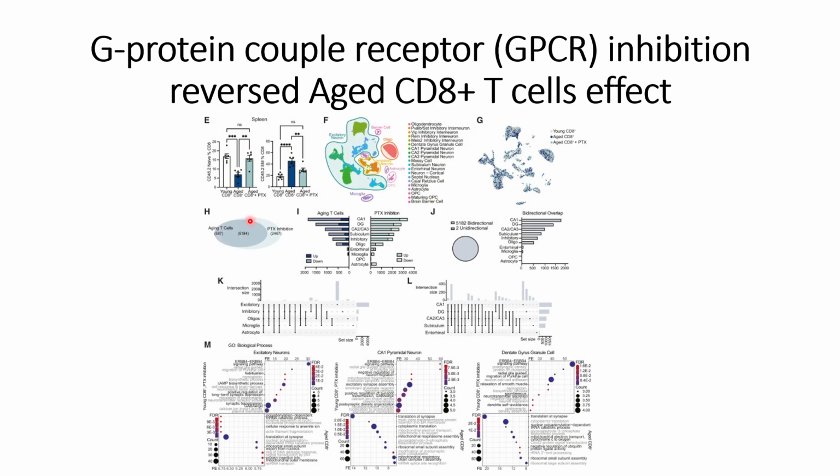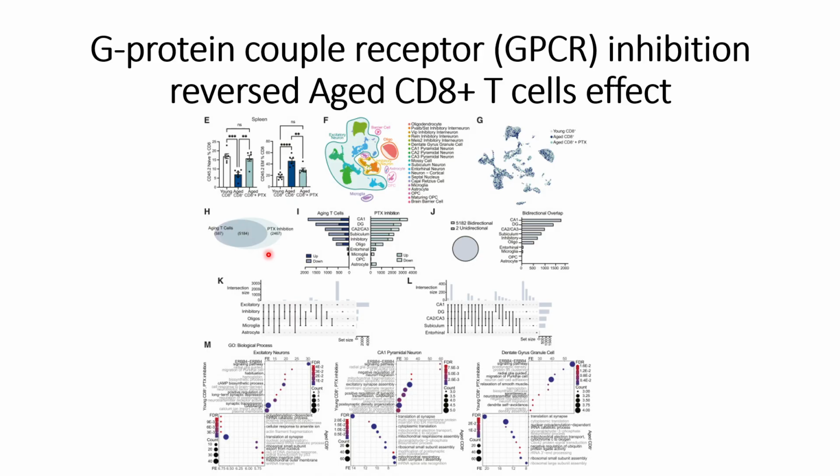Afterwards, they see that in the condition where young CD8 plus T cells are treated with mice, and the aged CD8 plus T cells plus PTX treated with mice, most of the genes are the same, indicating that most of the genes have been reversed.